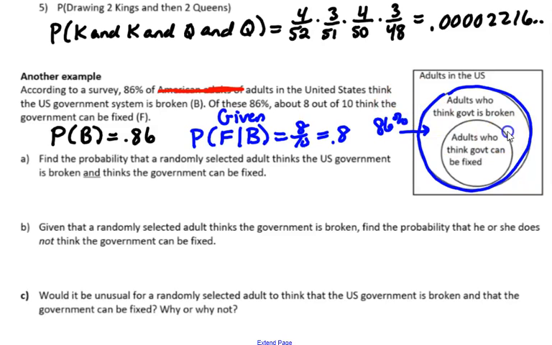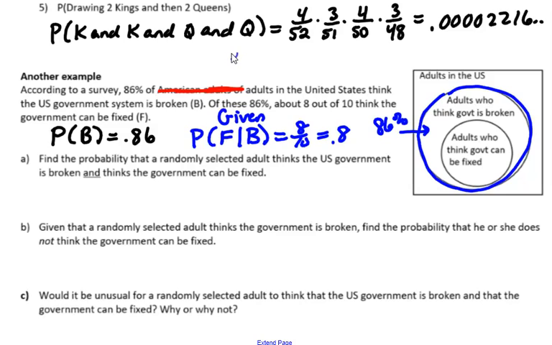Now, is this percent 80% in this circle? The probability that they think the government can be fixed, given that it is broken, is 80%. So is this 80% of all American adults? No, it's not. So let's talk about this. Find the probability that a randomly selected adult thinks the U.S. government is broken and thinks the government can be fixed.